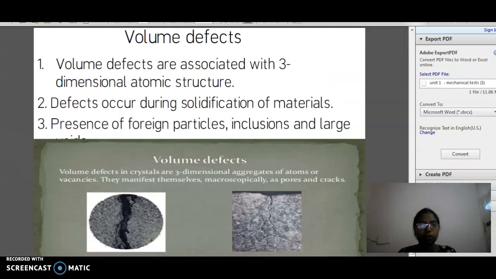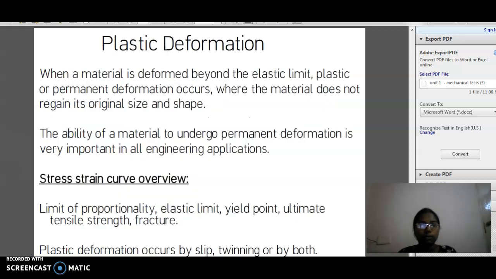Coming to the volume defect. Volume defects are associated with three-dimensional atomic structure. The defect occurs during solidification of the material, or due to the presence of foreign particles. Plastic deformation: when a material is deformed beyond the elastic limit, plastic or permanent deformation occurs, where the material does not regain its original shape and size.